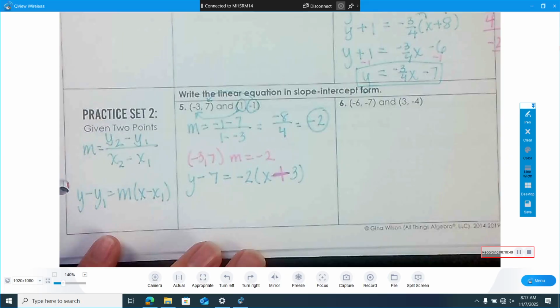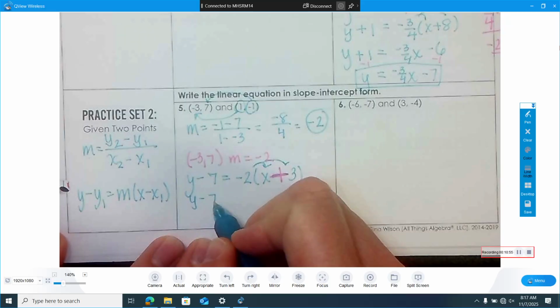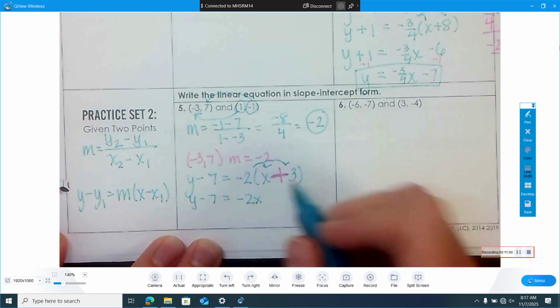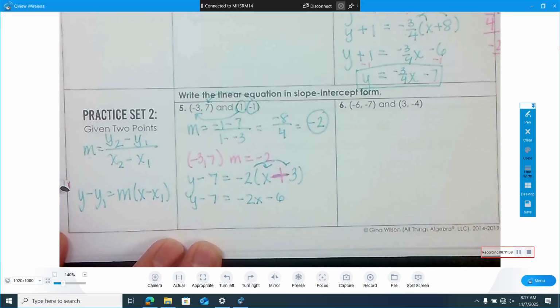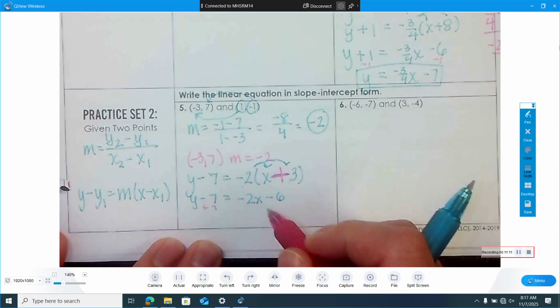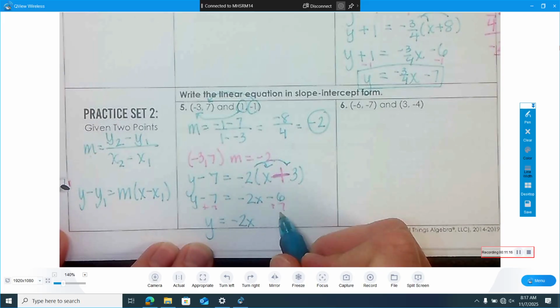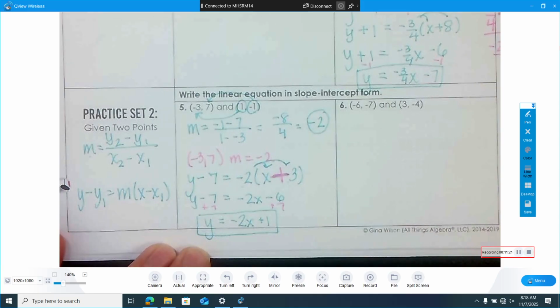Okay. Now what do we need to do? Distribute. All right, so I get y minus 7 equals -2x minus 6. -2 times +3. No, you're right. Oh, good. And then I can go ahead and add 7. All right, so we get y equals -2x plus 1. Beautiful. Okay. So it's a matter of calculating the slope first and then applying our formula.